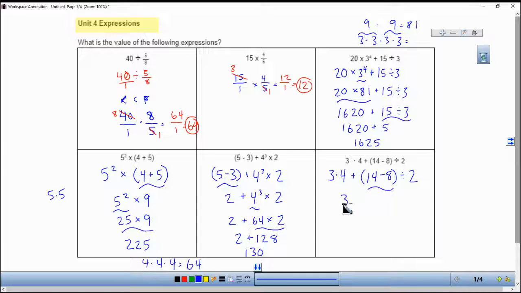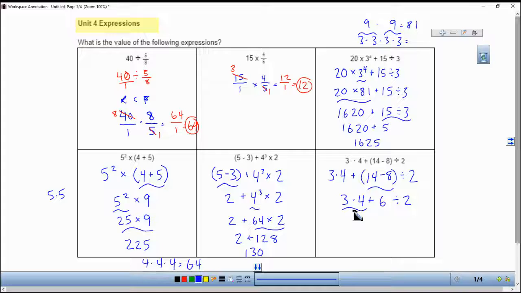So we're going to rewrite everything. We don't need the parentheses anymore because there's only one number left in there. Divided by 2. Parentheses gone. Powers and roots? Nope. Multiplication and division from left to right. So I'm starting at the left here. Whatever I see first, I'm going to do with multiplication or division.